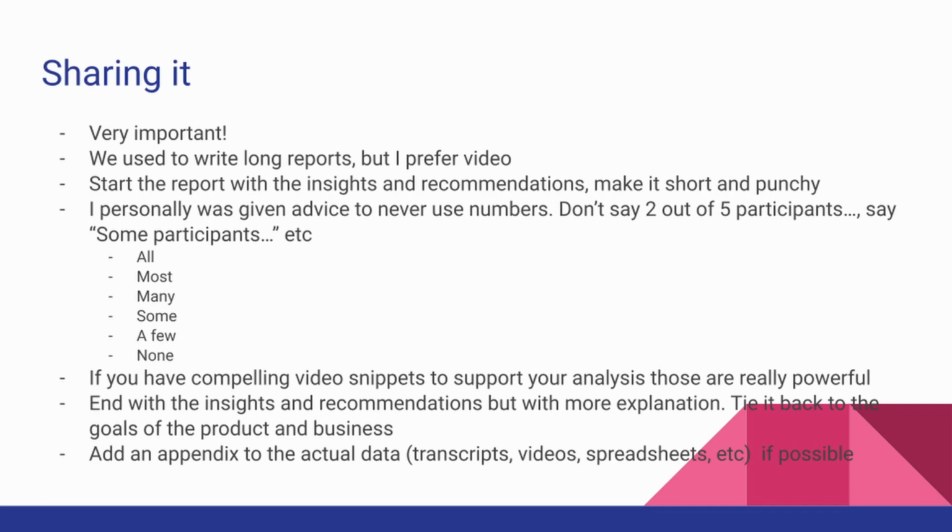When you report on what you saw, I was personally given advice to never use numbers. So don't say, 2 out of 5 participants did this. Say something like, some participants did this and many participants did that. That way, it doesn't give it a specificity that is a little bit misleading. You can calculate a percentage out of 2 out of 5, and that's too precise for what we're trying to do. It's very qualitative, and it's only really supposed to give you direction. And so you need to keep it at that level, even in the way you report.